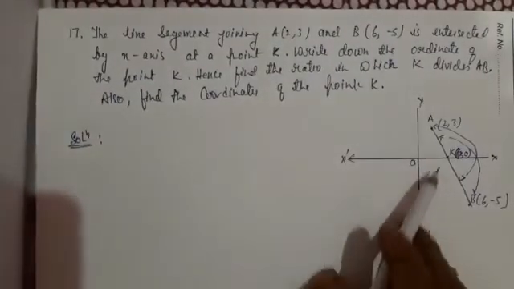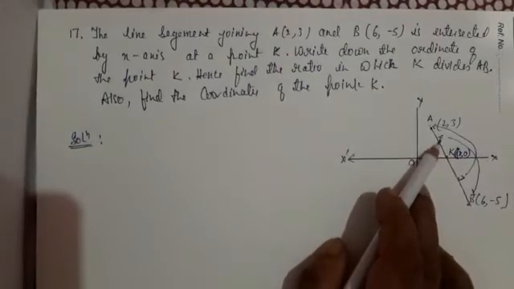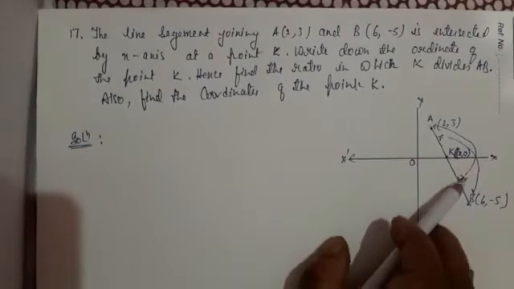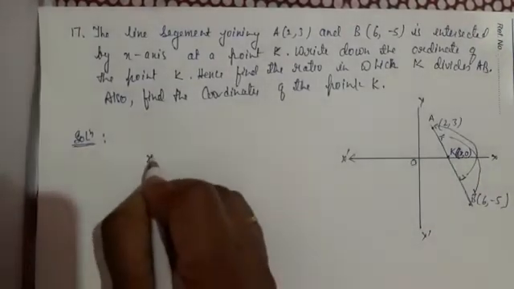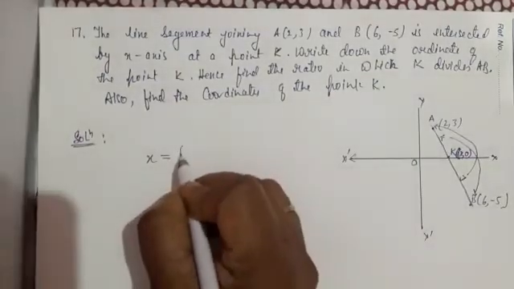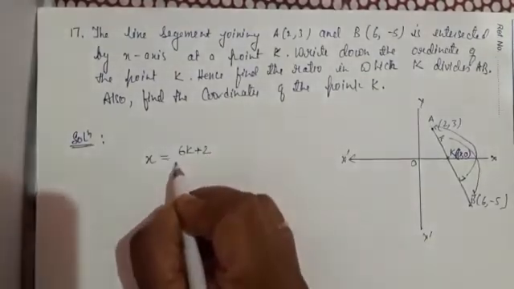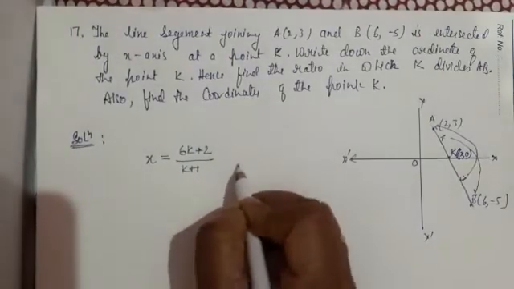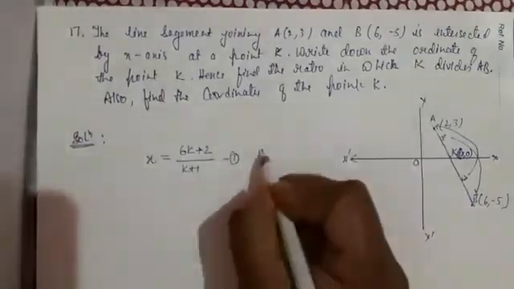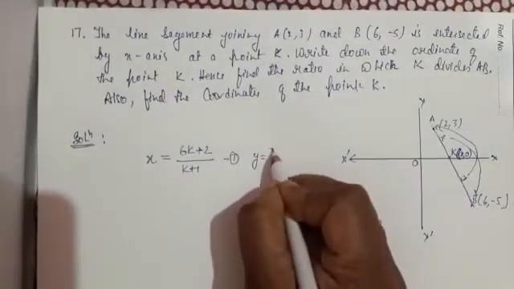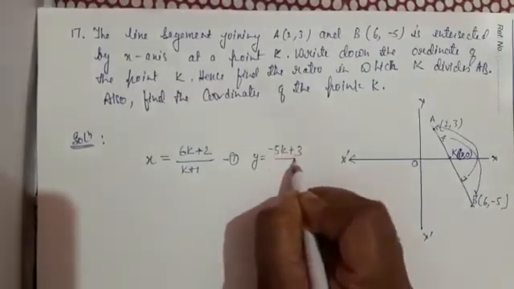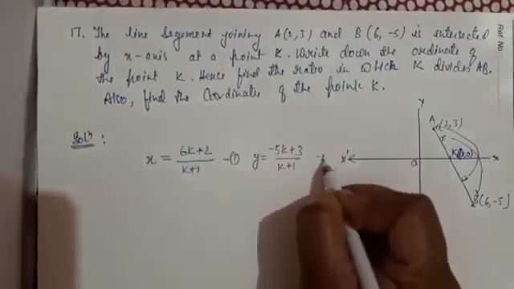Then as it divides in the ratio k is to 1, by applying the section formula, multiplying k with the coordinates of B and 1 with the coordinates of A, we have x is equal to (6k plus 2) by (k plus 1) and y is equal to (minus 5k plus 3) by (k plus 1). Let it be equation 2.